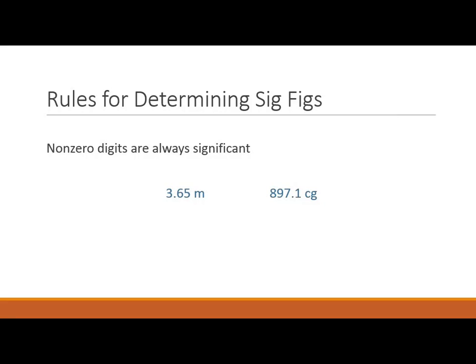So let's go over the rules for determining sig figs, and then we'll actually practice on a couple of them. The first rule is non-zero digits are always significant. If it's not a 0, it has to be significant. So here in this number we have 3 sig figs, abbreviated SF. Here on this next one, 1, 2, 3, 4 sig figs. Simple, right? If it's not a 0, it's automatically significant.